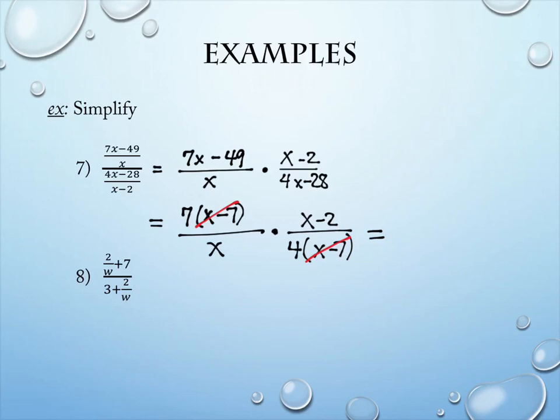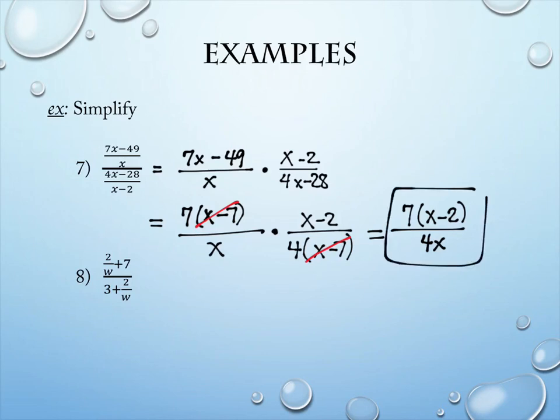Now, while it's not bad if you want to distribute the 7 to the x minus 2, it's also not necessary. I'm perfectly happy for you to leave it written as 7 times x minus 2 and leave the denominator written as the 4x. You do not need to distribute them out. In fact, in factored form, I can see at a glance, it is reduced as far as it can go. If you multiply it back out, we both have to stop and think, is it reduced as far as it can go? And here we know.